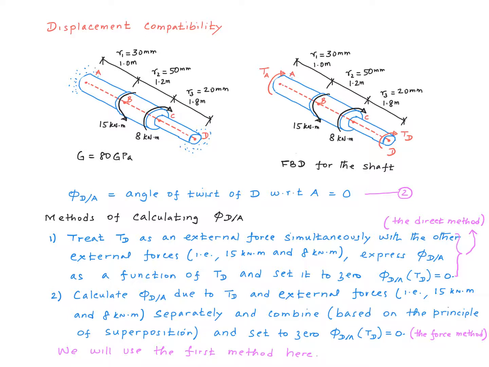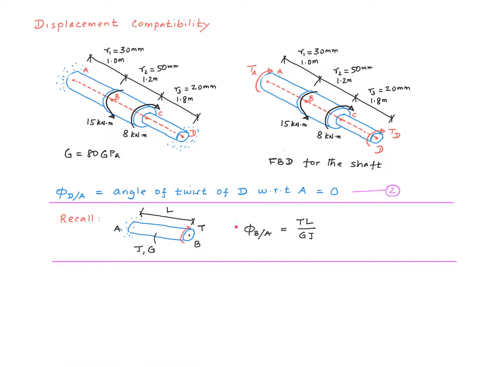Both of these approaches lead to the same final set of equations and therefore the same results. And in the subsequent slides, I'm going to use this first approach. Let's recall the formula for the angle of twist from our theory video. If we have a simple single segmented shaft like this, subjected to a torque at point B and fixed at point A, then the angle of twist of point B with respect to point A is given by this expression, right? TL over GJ.